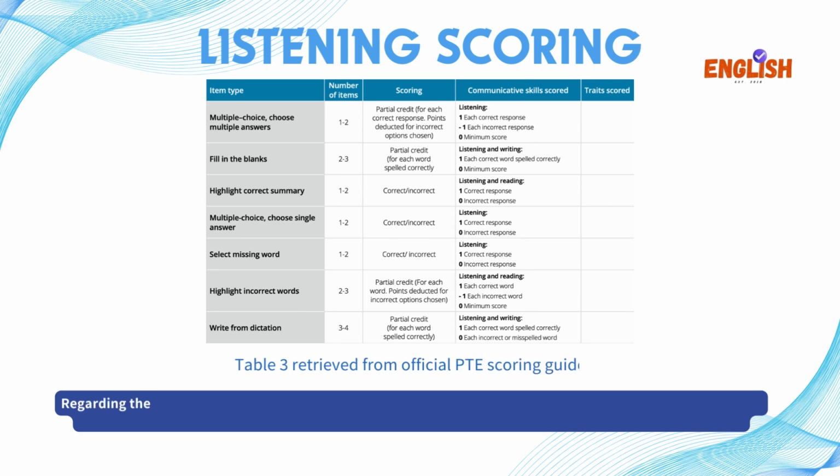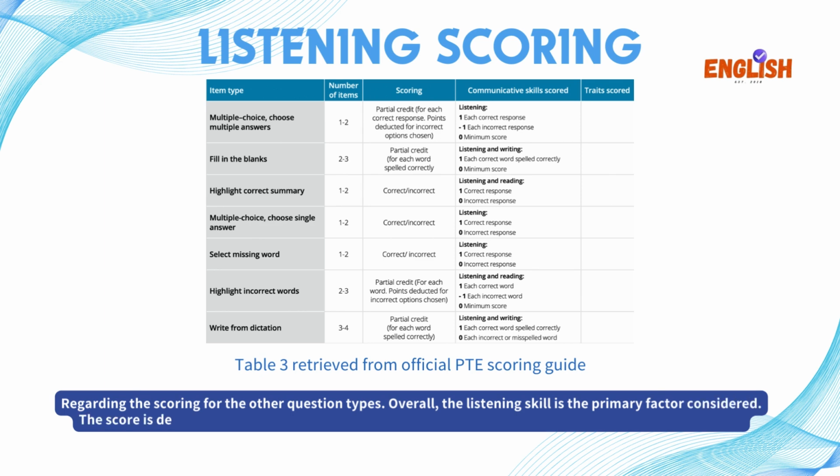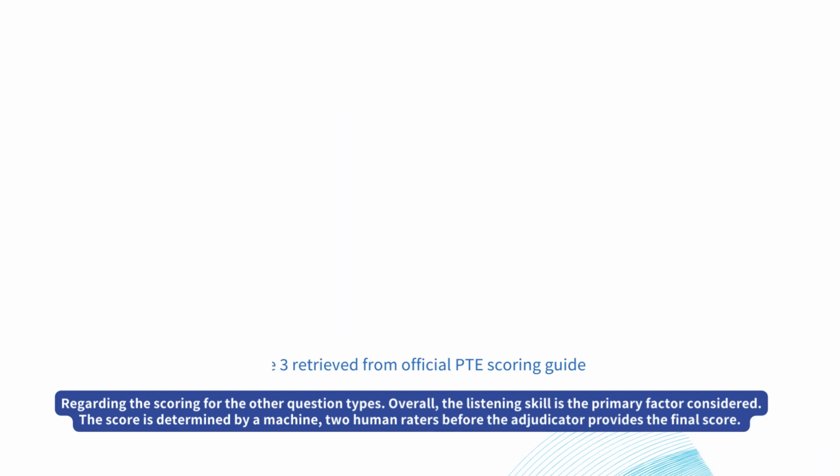Regarding the scoring for the other question types, overall, the listening skill is the primary factor considered. The score is determined by a machine, two human raters, before the adjudicator provides the final score.